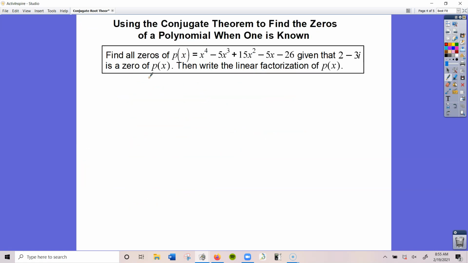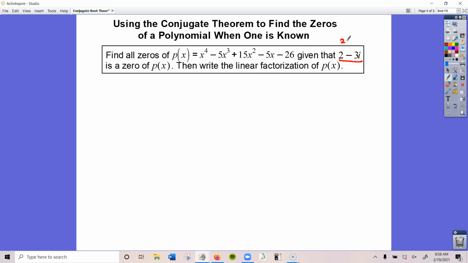We want to find all of the zeros of the polynomial p of x equals x to the fourth minus 5x to the third plus 15x squared minus 5x minus 26, given that 2 minus 3i is a zero of p of x. And then we're going to write the linear factorization of p of x. So this is kind of like a two-part question. We're trying to find all of the zeros, and then we're going to also write the linear factorization of the function. So we are told that 2 minus 3i is a root.